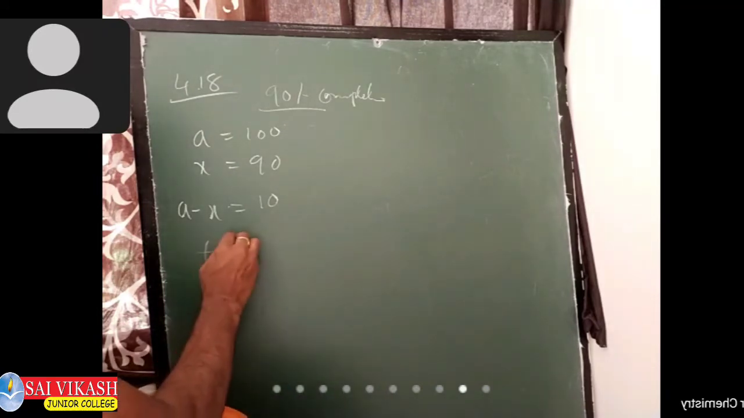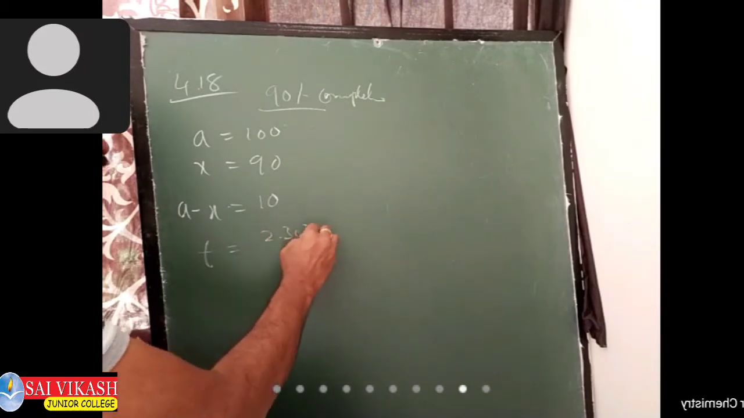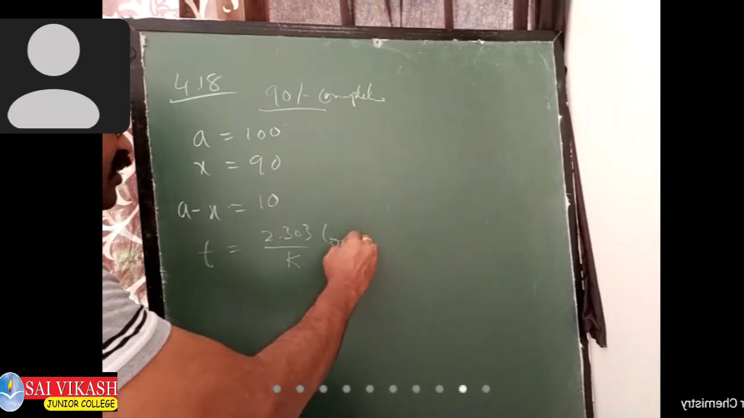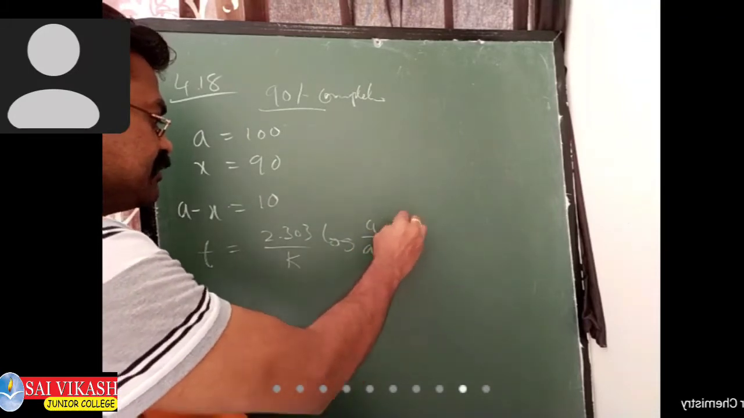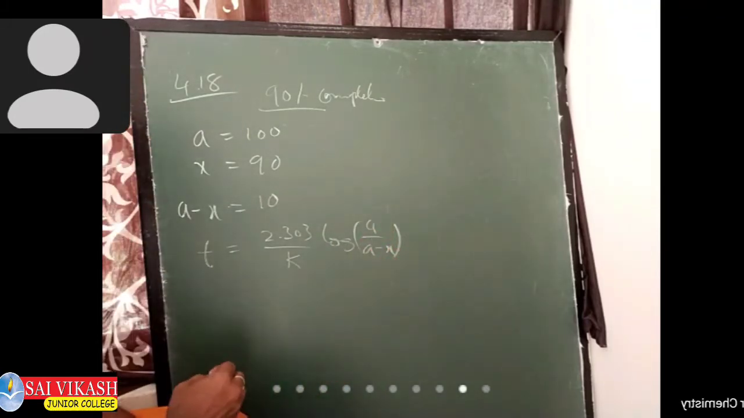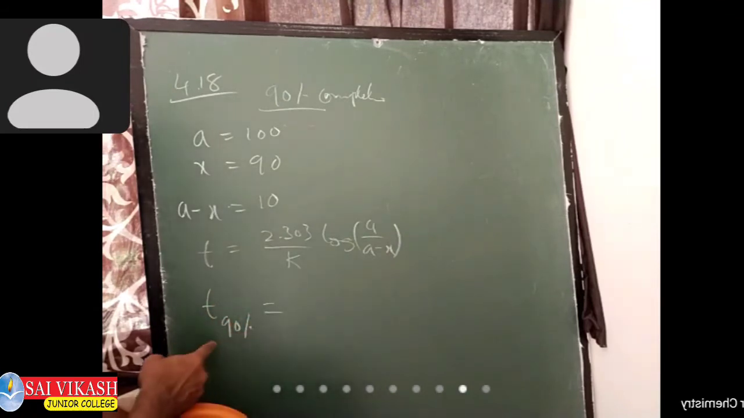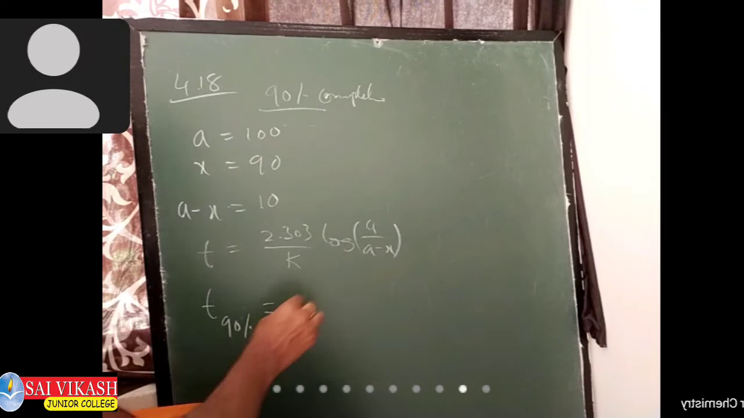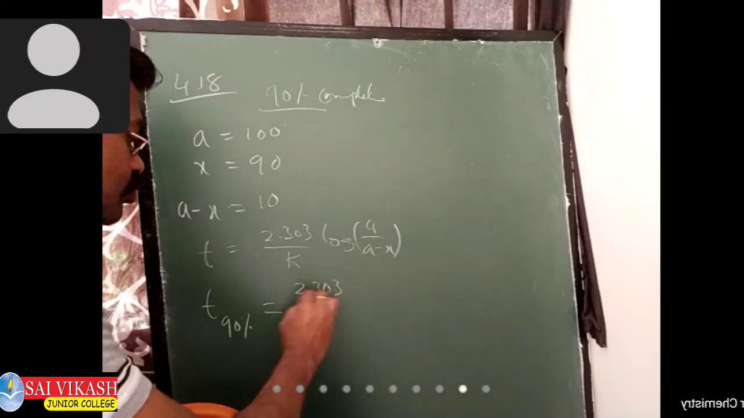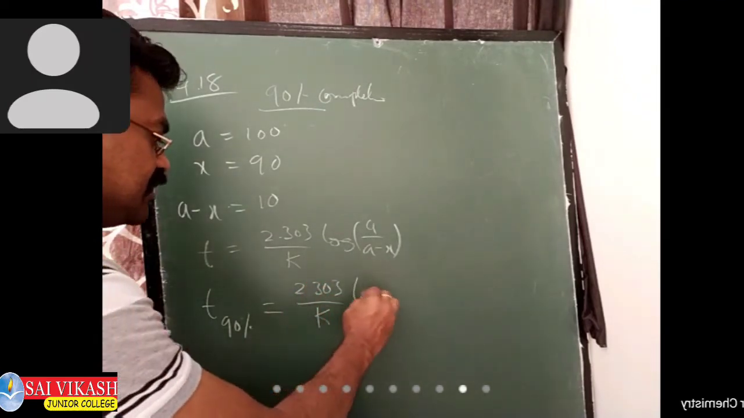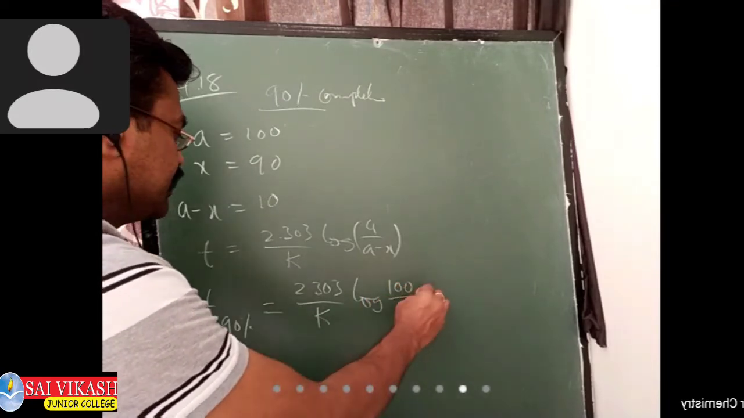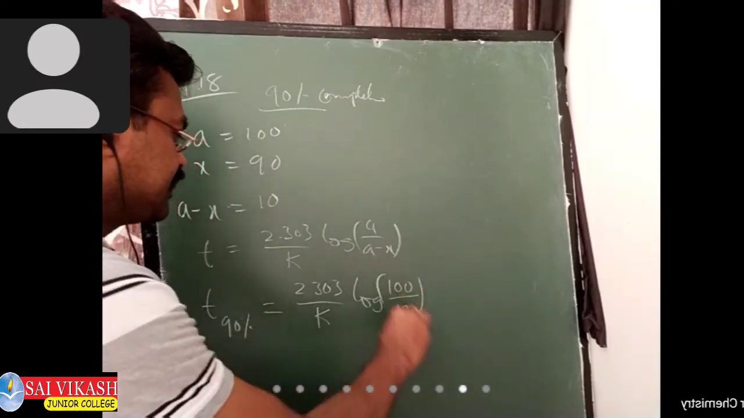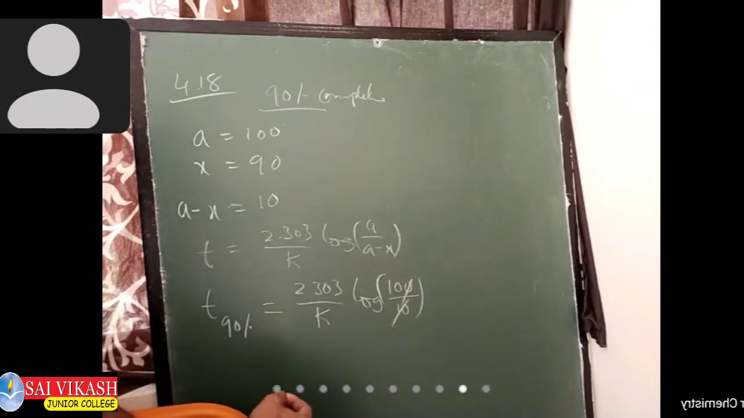So इसके लिए time calculate करो first. 2.303 by K log of A by A minus X is the formula. So here the time required for 90% completion. देखो, time required for 90% completion equal to 2.303 by K log of A 100. A minus X will be 10. So this is log 10 होगा. Log 10 value will be 1. So from this आप लोग K find out करो बस.